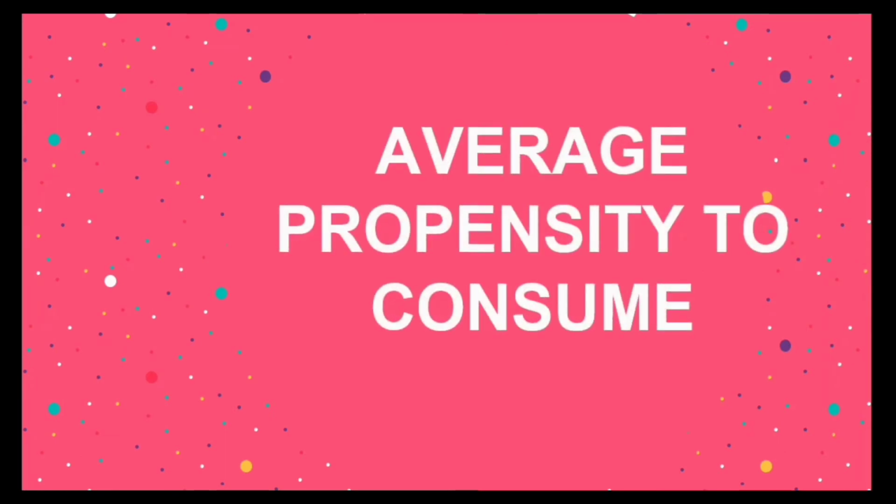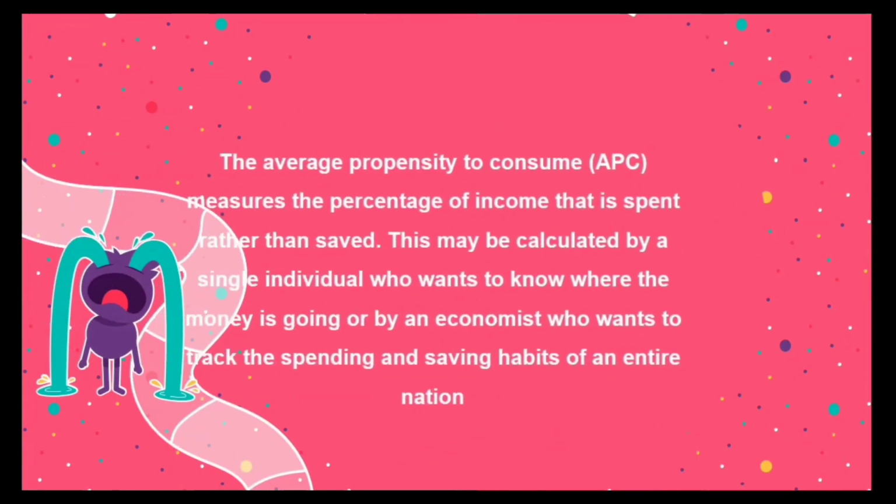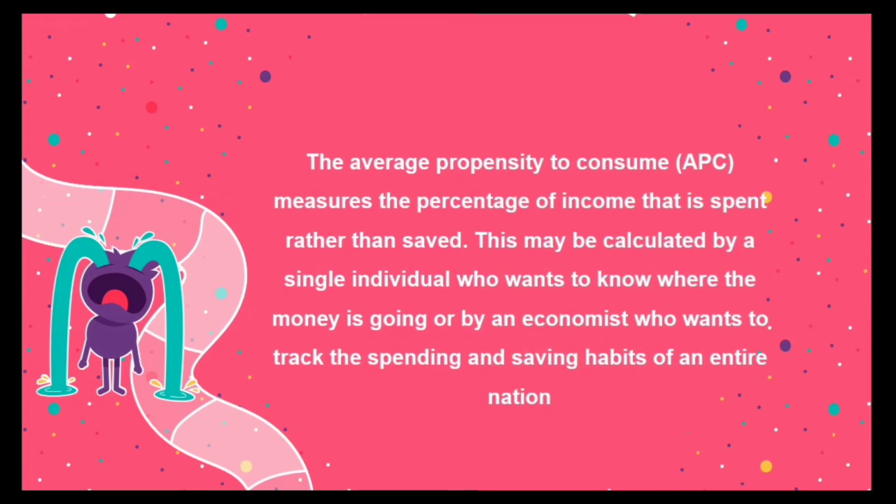Average propensity to consume, or APC. The average propensity to consume measures the percentage of income that is spent rather than saved. This may be calculated by a single individual who wants to know where the money is going, or by an economist who wants to track the spending and saving habits of an entire nation.